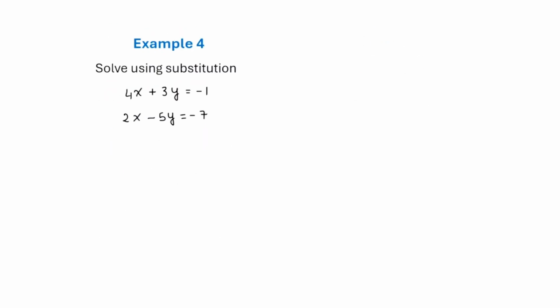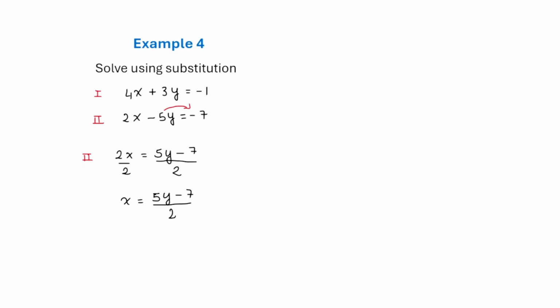Let's move to example 4. Equation 1 is 4x plus 3y is equal to minus 1. Equation 2 is 2x minus 5y is equal to minus 7. No variable is isolated, so we choose one equation and isolate one variable. We will use equation 2 and isolate x. From equation 2, we move negative 5y to the right-hand side. This gives 2x is equal to 5y minus 7. Then we divide everything by 2. X is equal to 5y minus 7, all over 2.